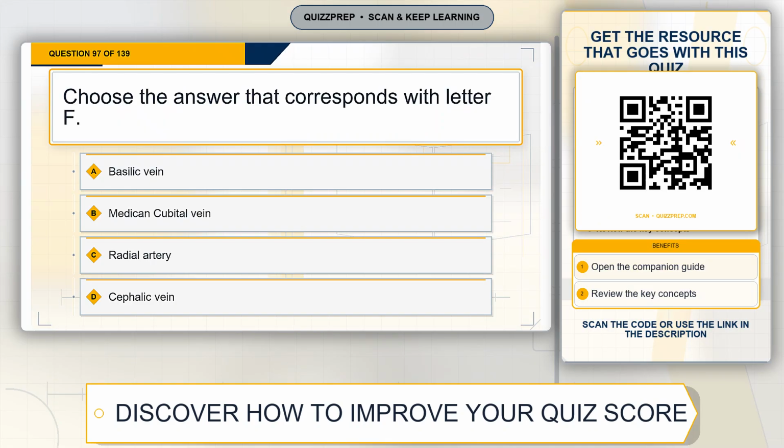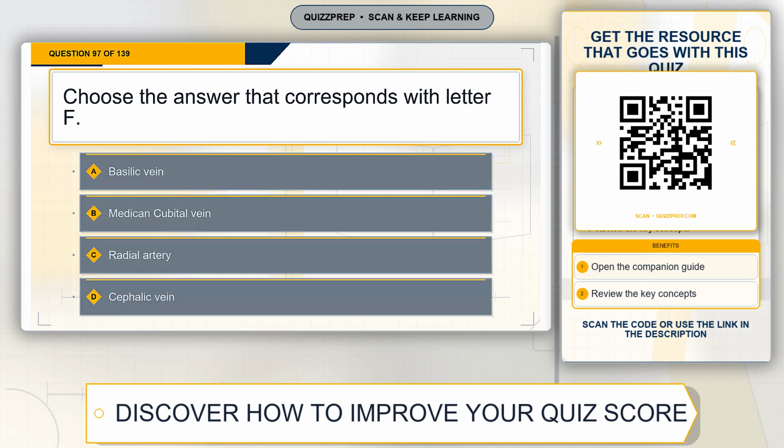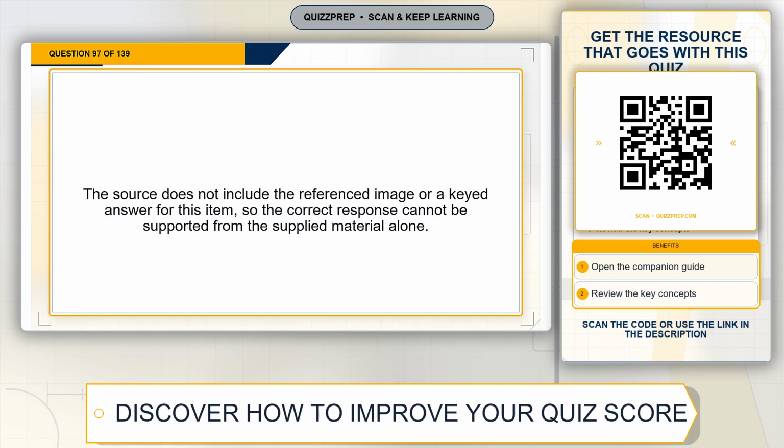Question 97. Choose the answer that corresponds with letter F. Option A, basilic vein. Option B, median cubital vein. Option C, radial artery. Option D, cephalic vein. The correct answer is not shown. Explanation. The source does not include the referenced image or a keyed answer for this item, so the correct response cannot be supported from the supplied material alone.